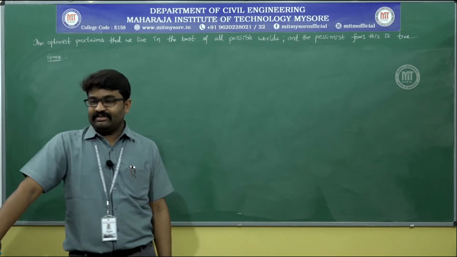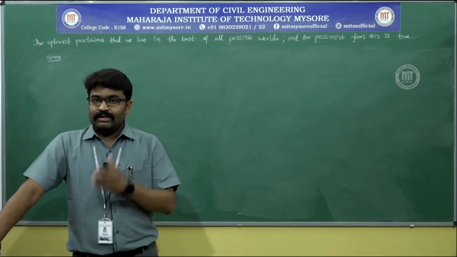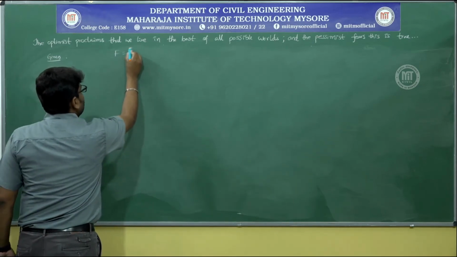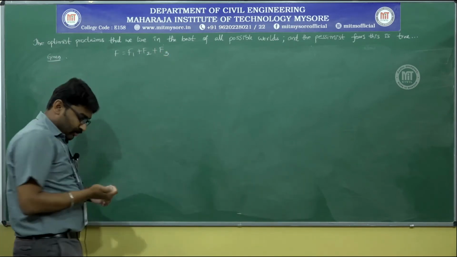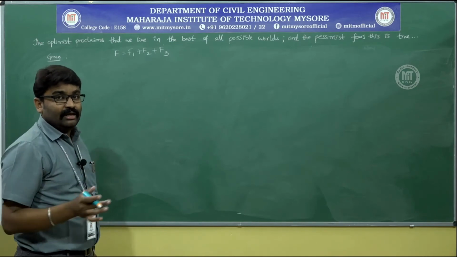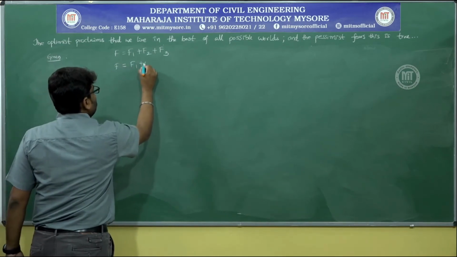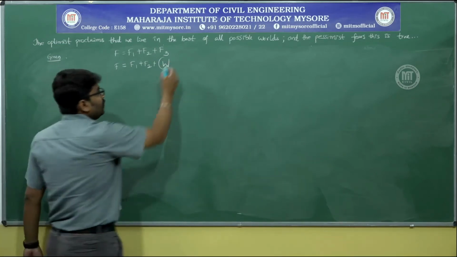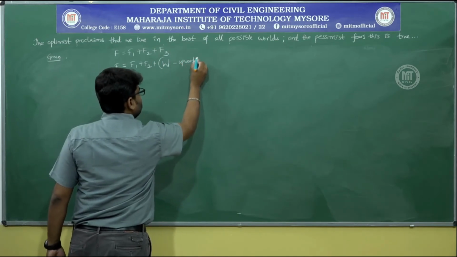Next line, hence F is equal to F1 plus F2 plus F3. But what is F3? F3 is nothing but the self weight minus the upward thrust. So, I will write this as F is equal to F1 plus F2 plus, if you take self weight as W, minus F3 is nothing but W minus upward thrust.